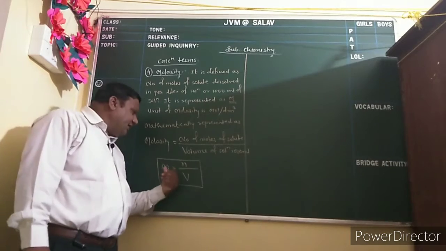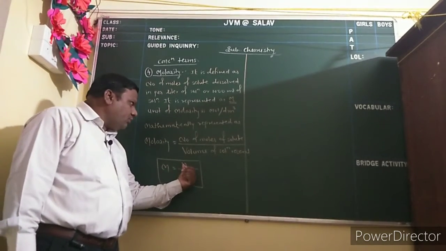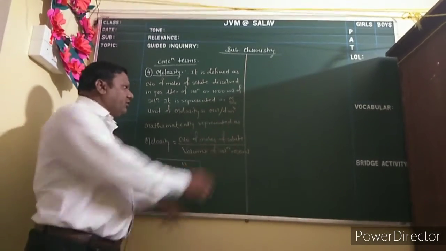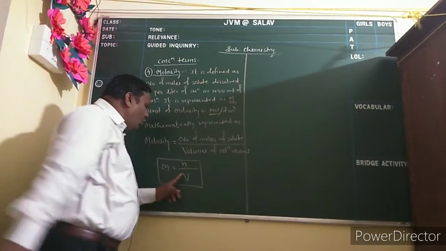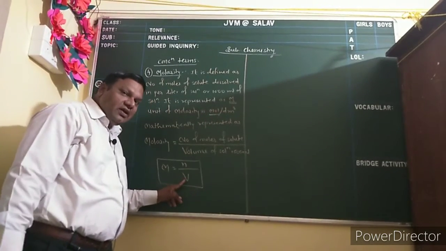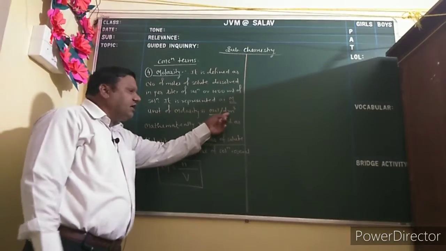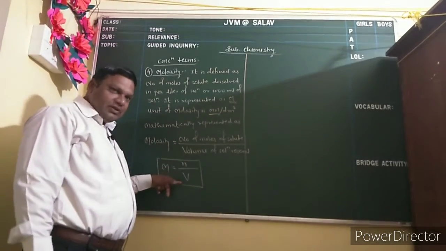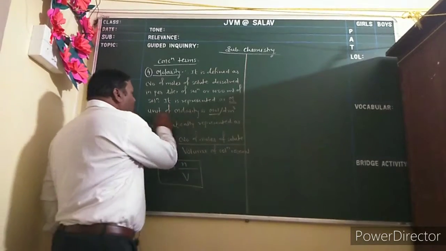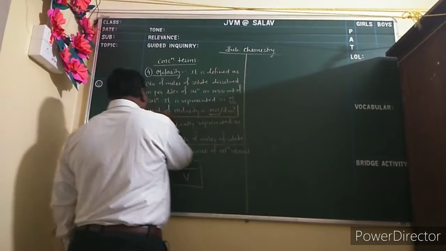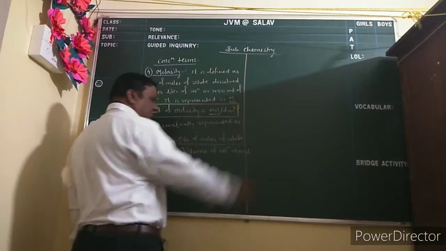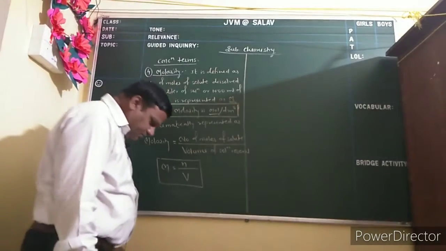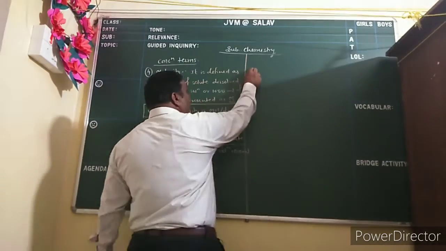Is it clear? And therefore its units: number of moles, that is mole. Is it clear? And volume is in liter, that is called dm cube. So mole per dm cube. Hence the unit is mole per dm cube. Is it clear? Then another formula is there.